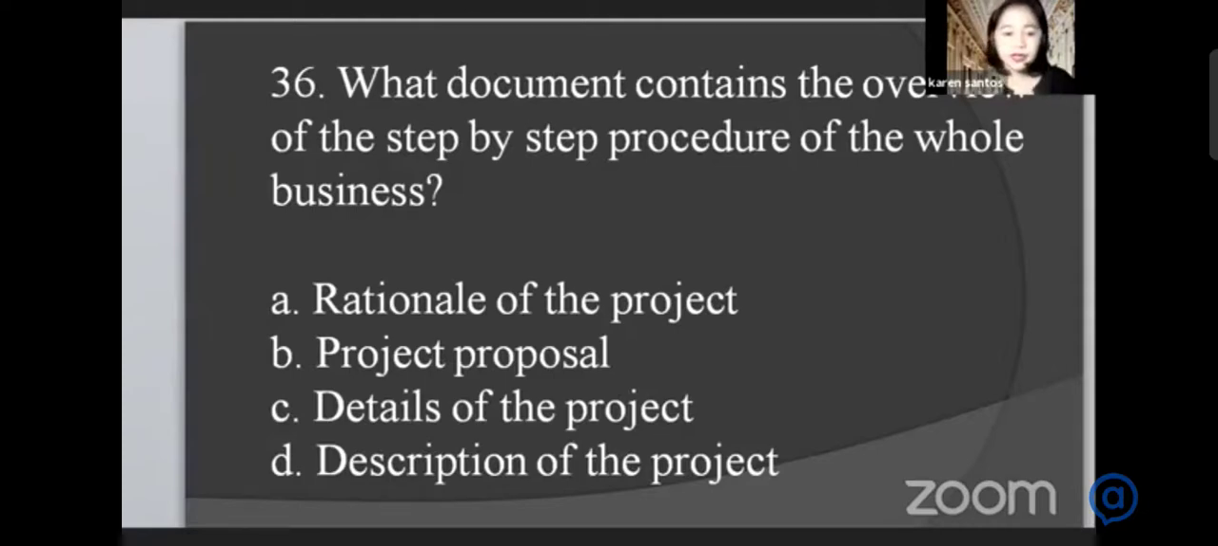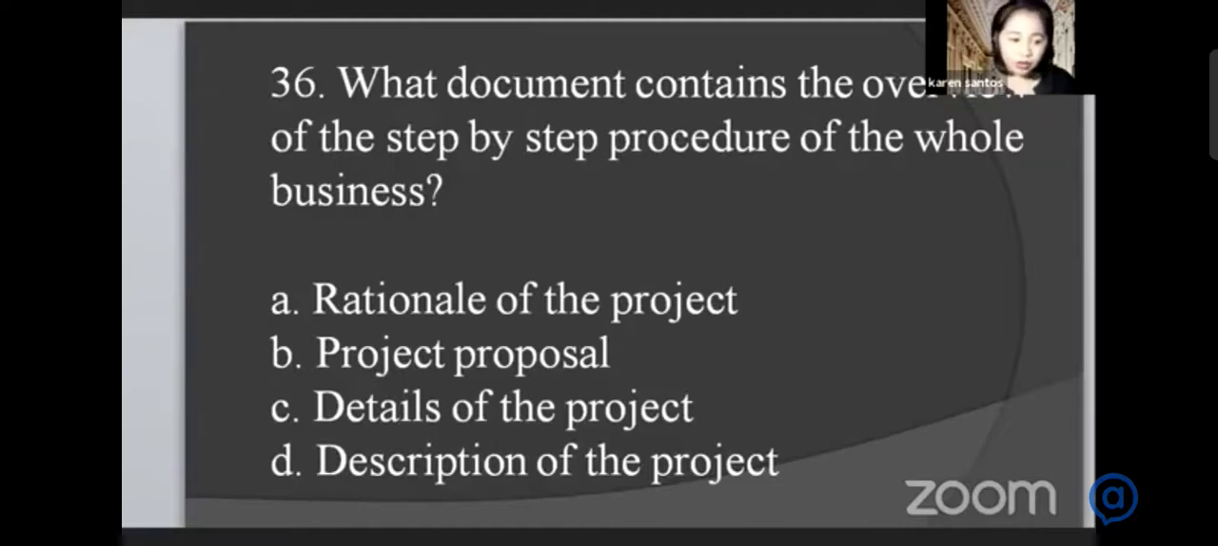Okay, so the correct answer in number 36 is letter B, which is the project proposal. When we say project proposal, it describes the project, its purpose, and also the outcome, and of course the steps that will be taken to complete the project. It serves as a key management tool for the implementation of projects. It will also help you to make important decisions, and to define the goals and objectives that need to be monitored in the business performance.